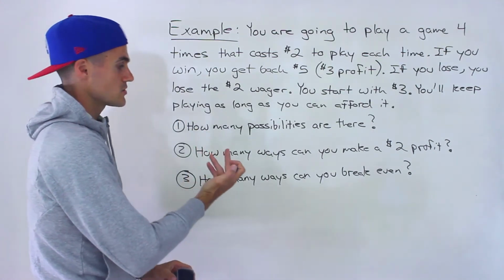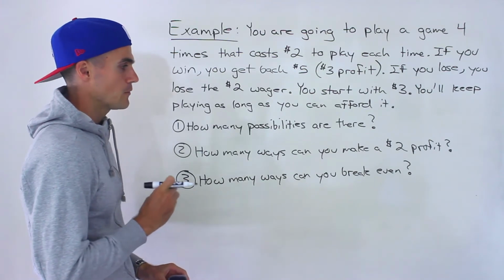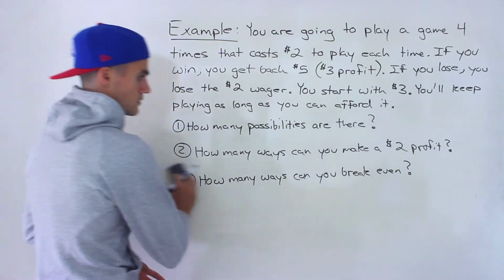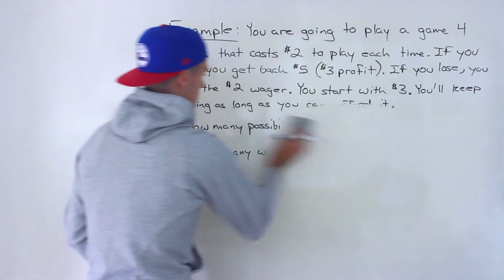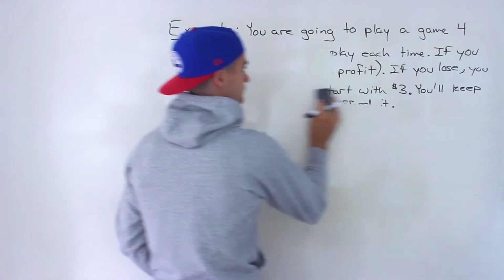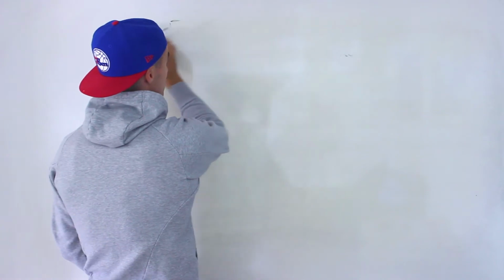How many possibilities are there? How many ways can you make a $2 profit? And then number 3, how many ways can you break even? So what I'm going to do is erase all this, give myself some room here. I'm going to draw this as a tree just to show you all of the different possibilities visually.